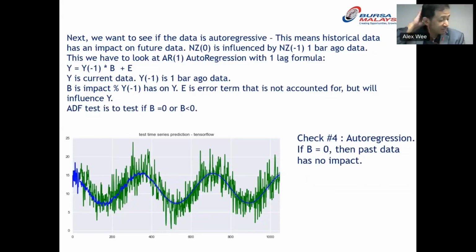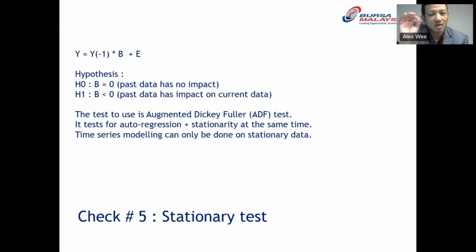It's too scientific. You don't have to understand this, okay? And the ADF test, augmented Dickey-Fuller test, tests whether b is 0 or less than 0. So these are all very scientific, but basically, generally, it is to see whether we can trade this product right now or not. That's just to check, using the stationarity test, okay? Whether the past data has impact on the current data or no impact on the current data. Can we make use of past data? If we can, then of course our chances of success are much higher, okay? It's non-random, okay? So time series modeling, we'll check for that.